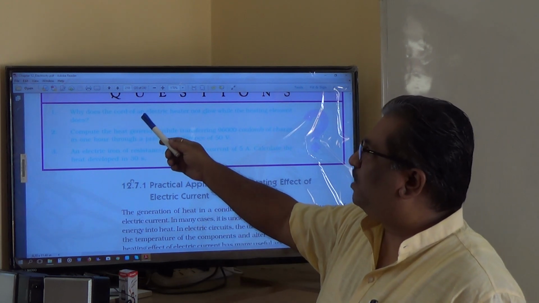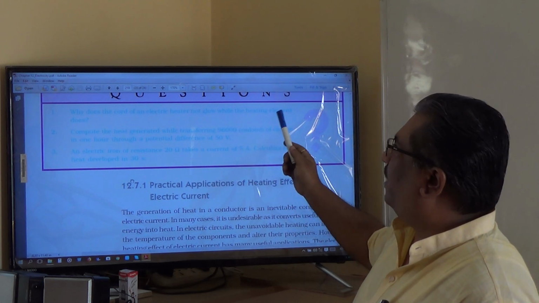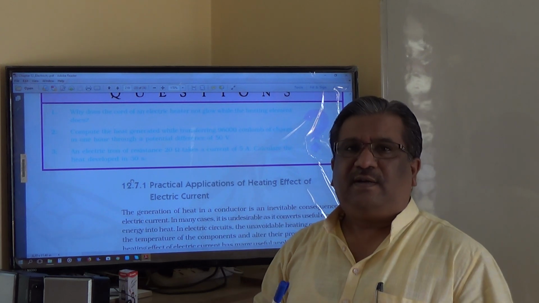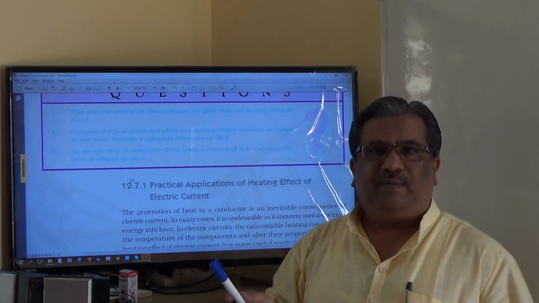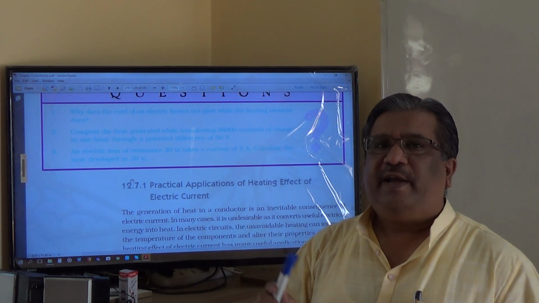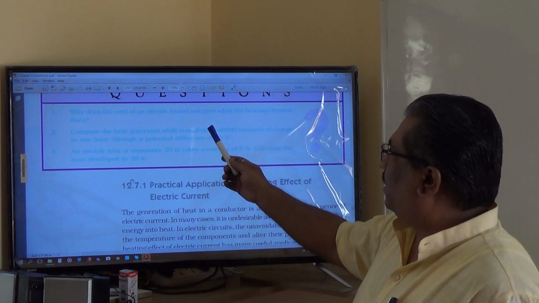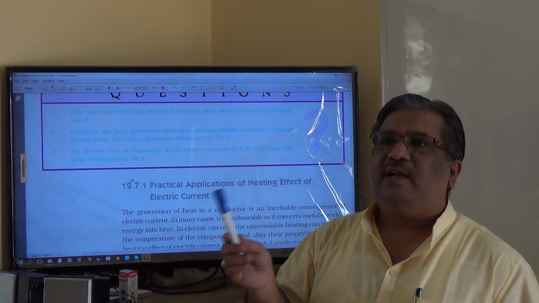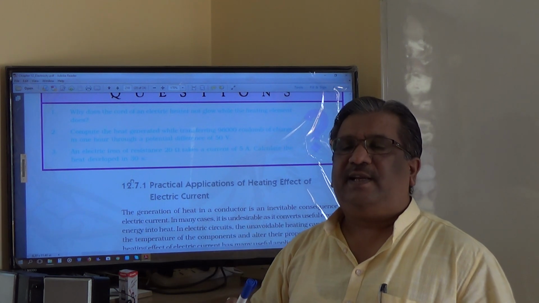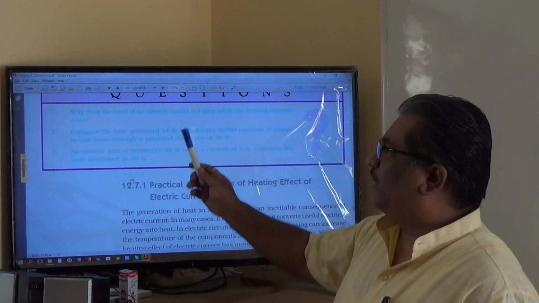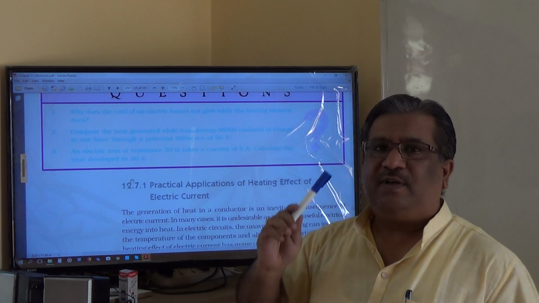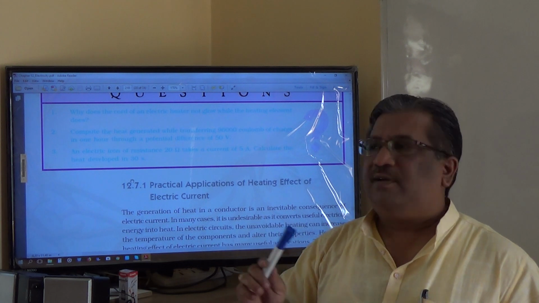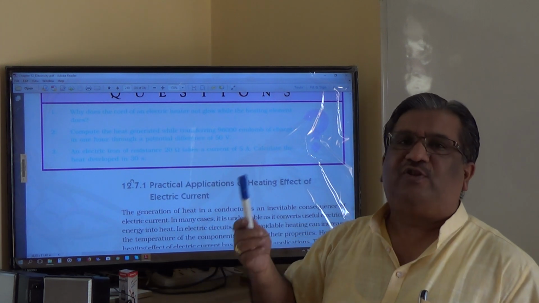So here, why does the cord of an electric heater not glow while the heating element does? The cord of an electric heater is a good conductor, made up of copper or aluminium, and therefore heat will not be produced in good conductors. Whereas the heating element of an electric heater has high resistivity and therefore high resistance, and therefore electrical energy will get converted into heat energy. Therefore conductors do not glow while the heating element glows because of higher resistivity of the heating element, and the cord is a good conductor, therefore heat is not produced.